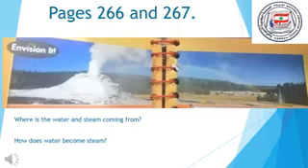Where is the water and steam coming from? The answer is, the water and steam are coming from underground. How does the water become steam? Water becomes steam when it gets really hot.